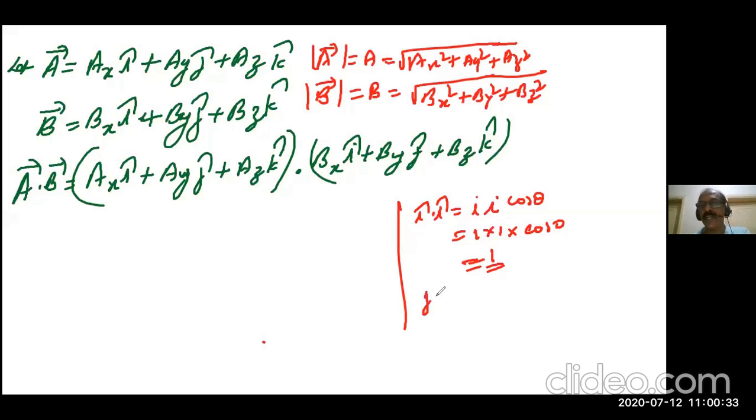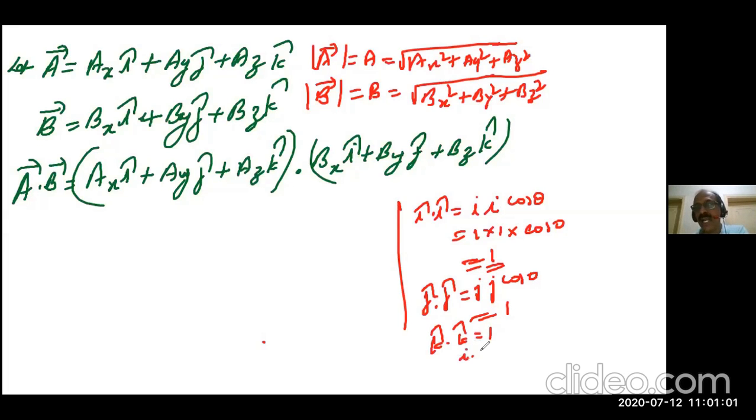Then J dot J. What is J dot J? J J cos theta, cos 0, again 1, right? What is K dot K? K K cos 0. That means 1, isn't it?